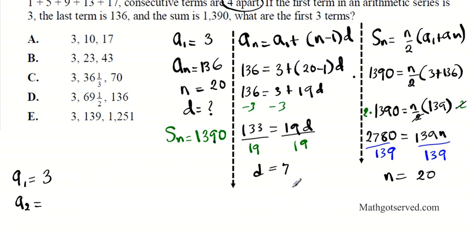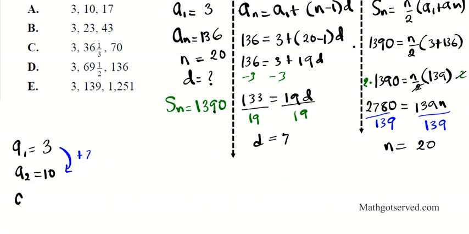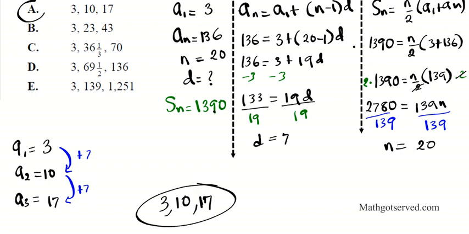So this means that every time you add 7. The first term is 3. To get the next term, what do you do? You add 7, right? What's 3 plus 7? 10. That's the second term. And then for the third term, you add the common difference, 7, again. 10 plus 7 is 17. Okay, so you see it? The first three terms are 3, 10, 17. Voila, that was the answer. So your answer is A.